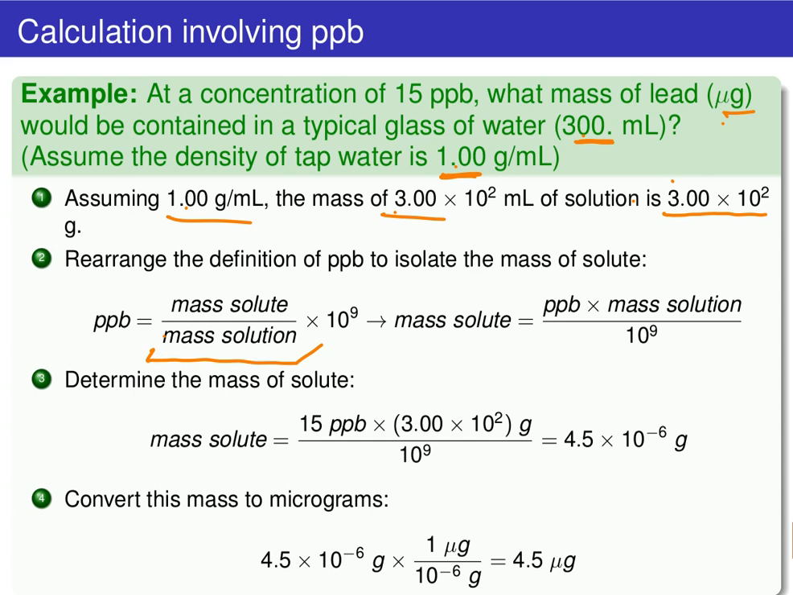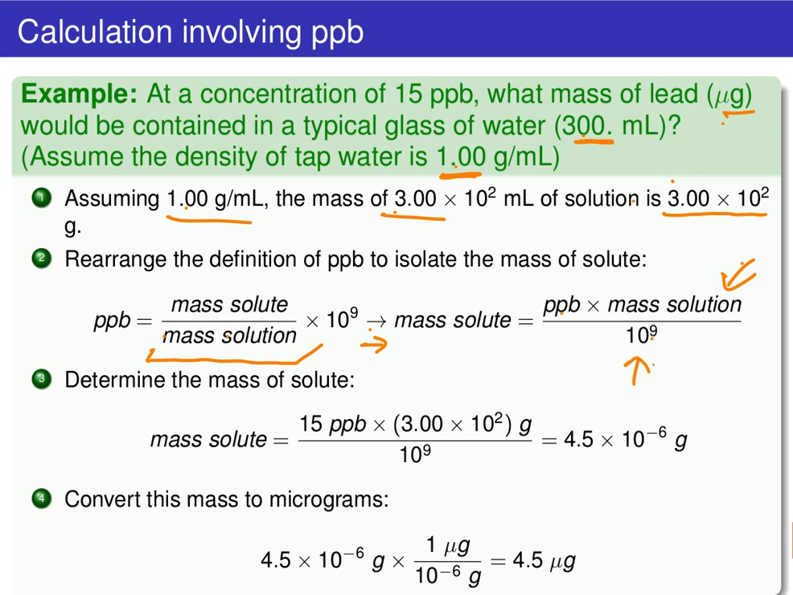So now that we know the mass of the solution here, in this case, this is our 3 times 10 to the second, okay, we now need to figure out what mass of solute, all right, will be present. So we're going to take our definition of ppb, and we are going to do a little algebraic rearrangement rather, and we're basically going to say, okay, I want to isolate my mass of solute. So I'm going to take mass of solution from the denominator on the right hand side, we're going to move it up to the top on the left hand side, multiplying ppb, so moved it right up here, and then divide both sides by 10 to the 9th.